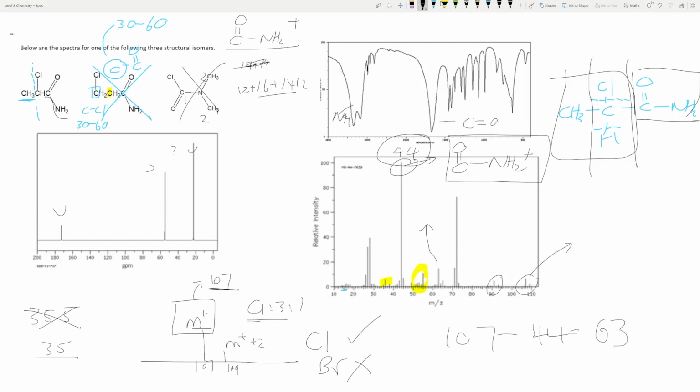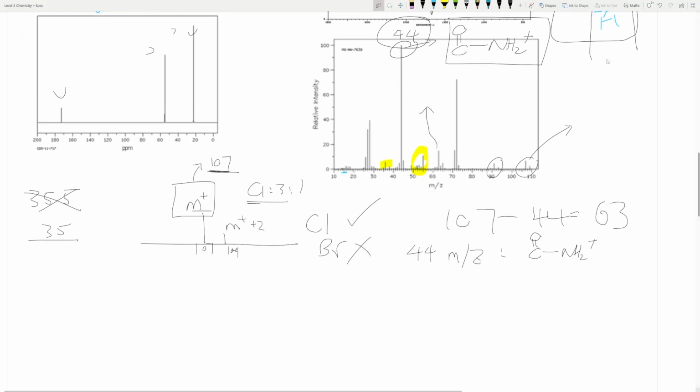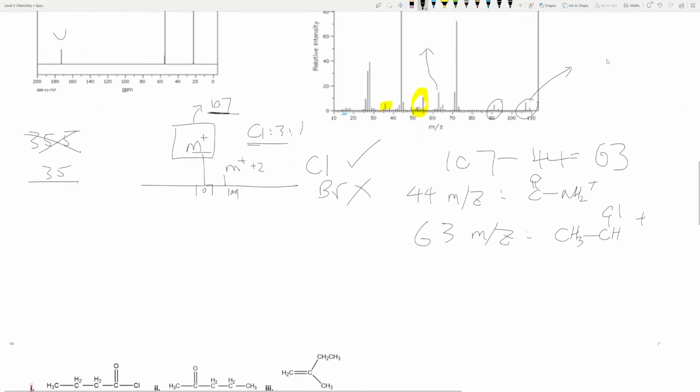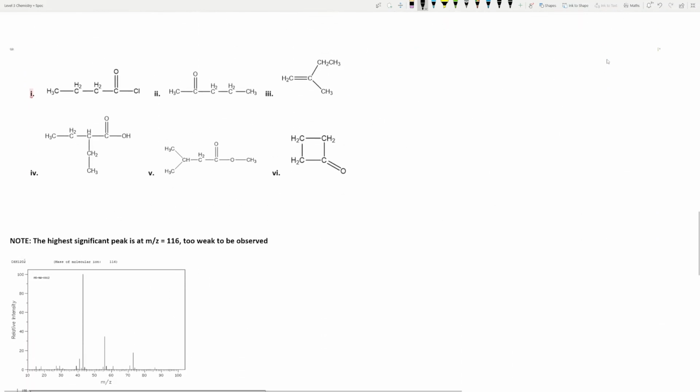So what can we say? To justify, the 44 m/z is a CONH2 plus fragment, and the 63 m/z is the CH3CHCl fragment. Done. So you can explain that, and then again link back to the spectrum and talk about everything. Here's the last one.